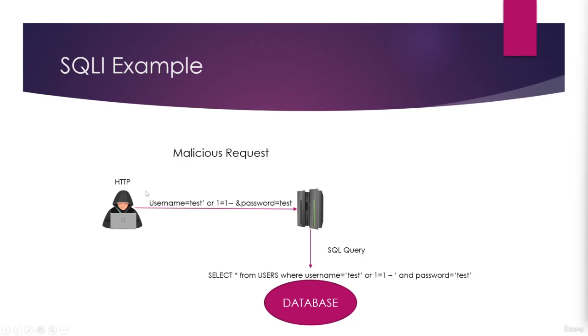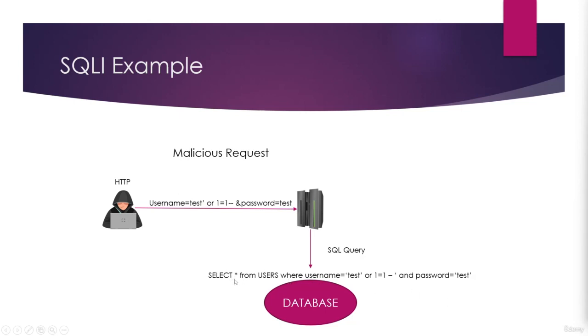This is the malicious request. Username equals test' or 1=1 -- and password equals test. I think I just forgot one quote here to end. This is the web server. It will take the whole username, which is this, and the password test. Now, after it substitutes the username with our input value, it will look like this.